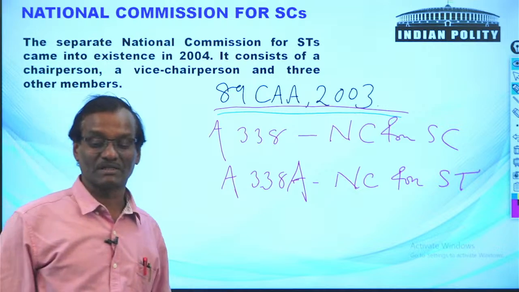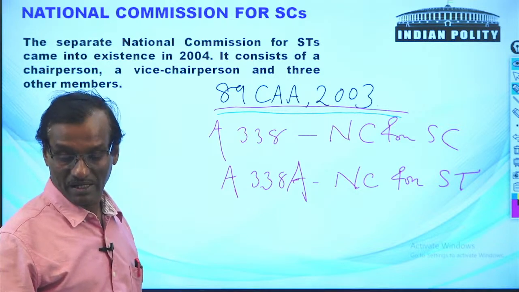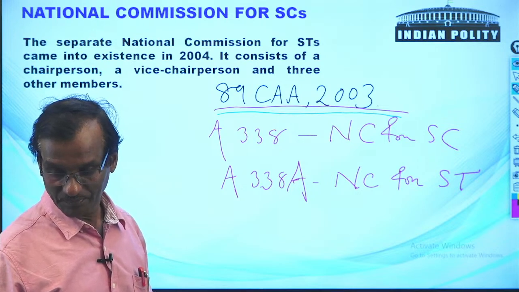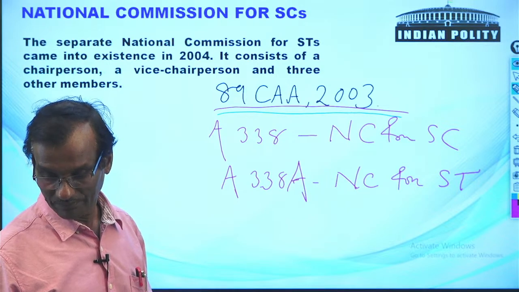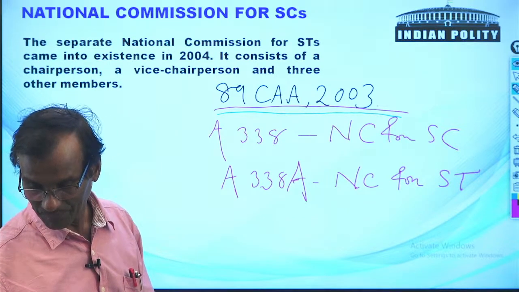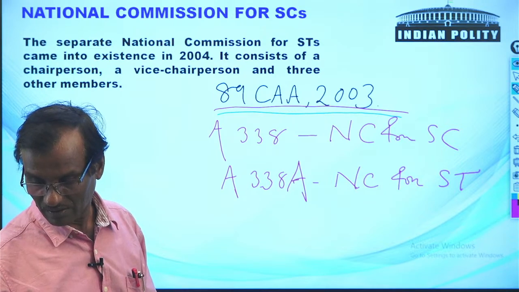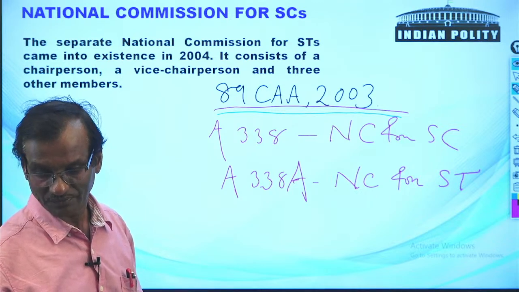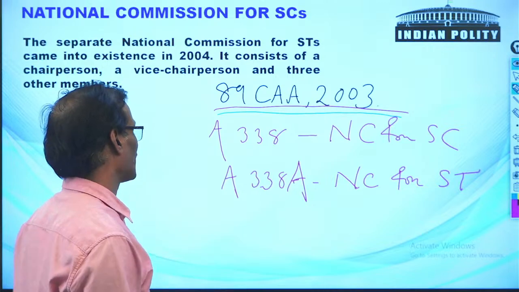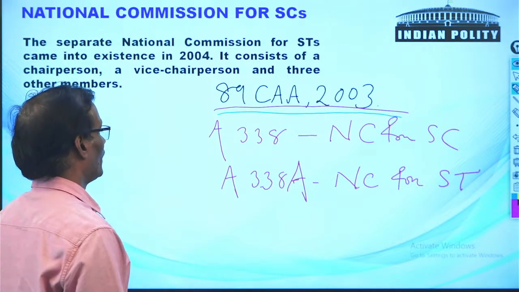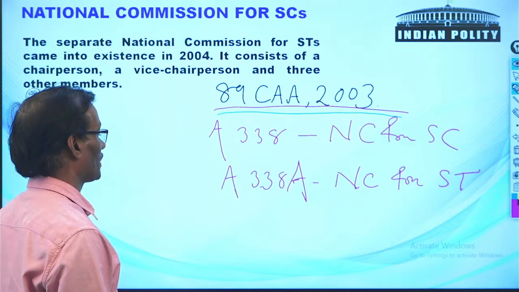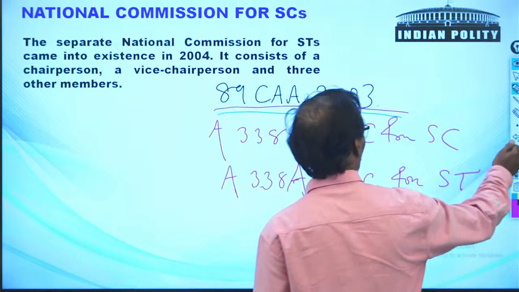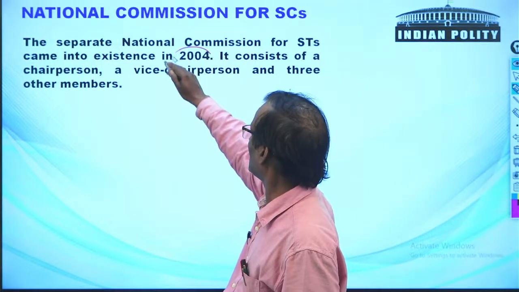This was the bifurcation that was made by the Constitution. So there are two separate bodies as of now. One is Article 338 for the National Commission for Scheduled Castes, and another is the National Commission for STs. These bodies came into existence in 2004, as it is written.